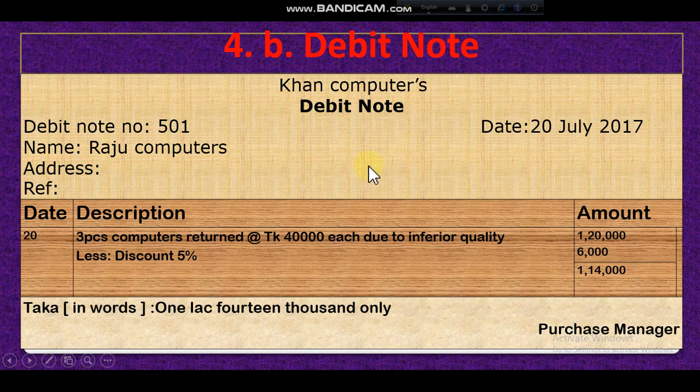Dear student, it is very important for your exam, because in the exam it will come how you will prepare a debit note. So be careful. You will do it at your home in your copies, then you can easily solve it if it comes in the exam.